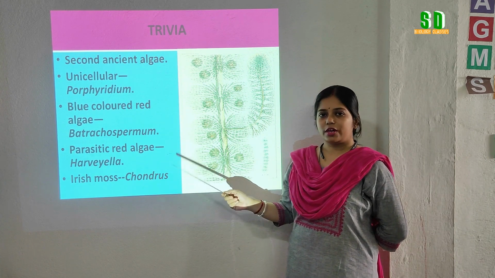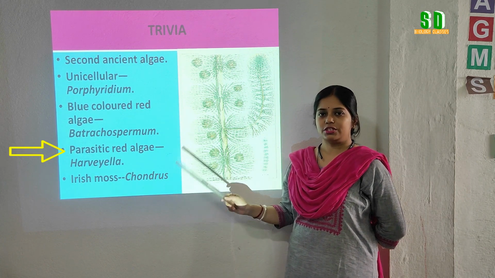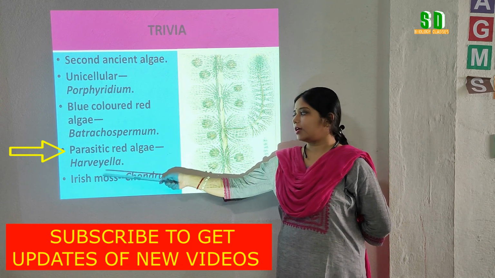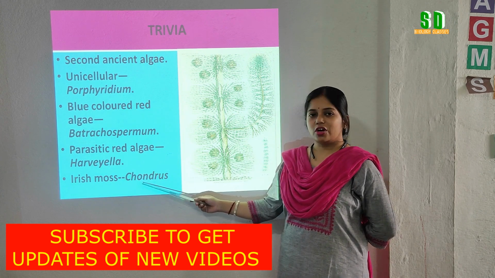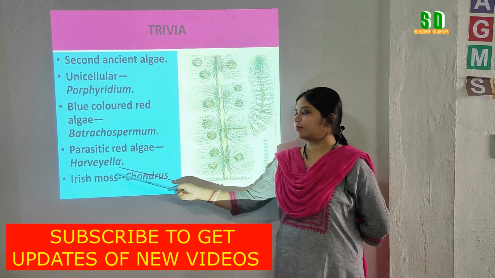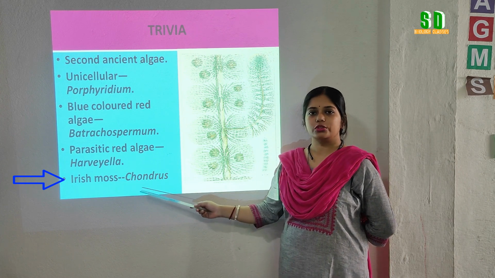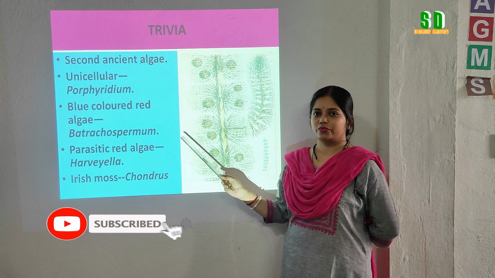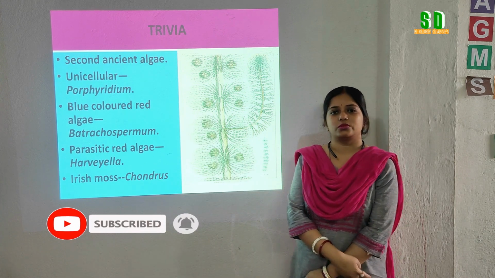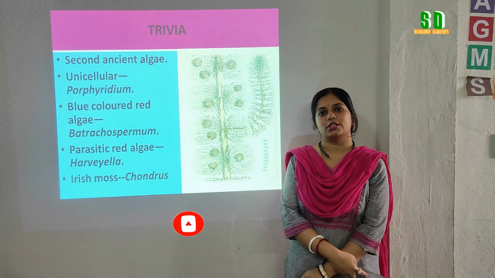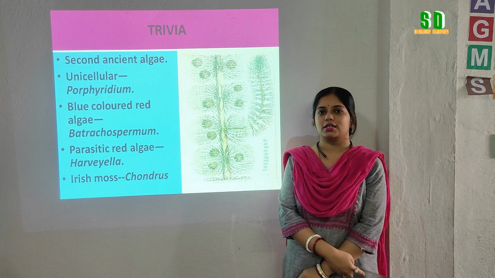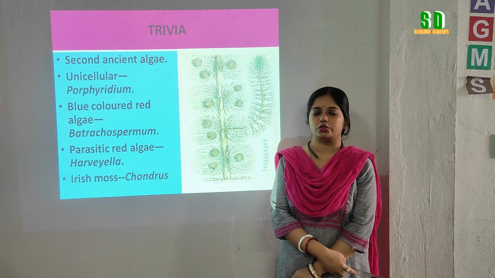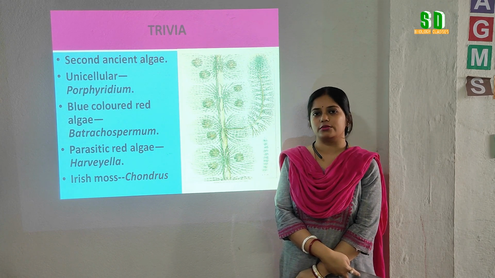In most cases Rhodophyta are found under the sea, deep under the sea. But some of them are also parasitic in nature, like Harveyella. Another member of Rhodophyta, Chondrus, is commonly called Irish moss and it is also an edible red alga. So these are the important facts about Rhodophyta. So from today's lesson, we have learned about the characteristic features of Rhodophyta, the life cycle in Rhodophyta, the economic importance of Rhodophyta, and also we got some important facts about Rhodophyta.